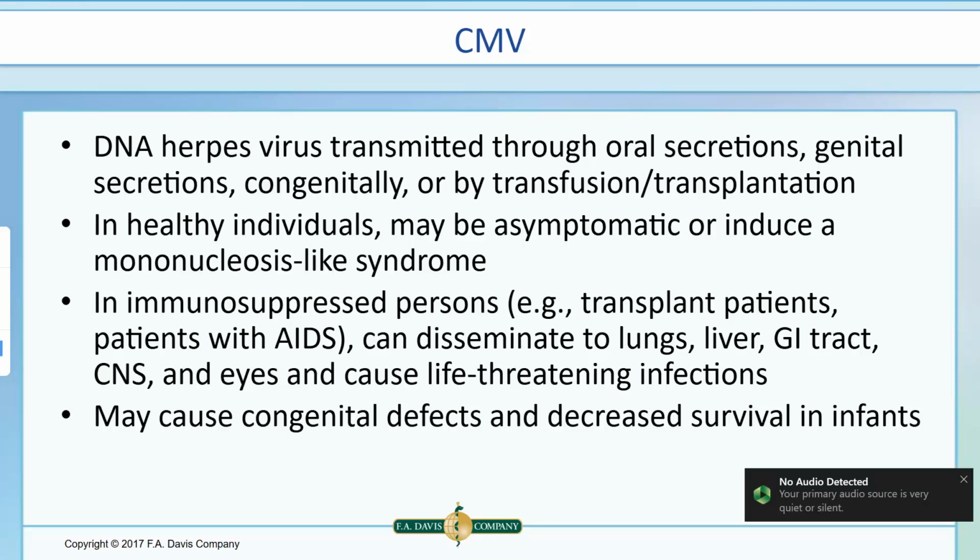Cytomegalovirus, so CMV. DNA herpes virus transmitted through oral secretions, genital secretions, congenitally or by transfusion or transplantation. In healthy individuals, it may be asymptomatic or induce mononucleosis-like syndrome. In immunosuppressed people, like transplant patients or people with AIDS, it can disseminate to the lungs, liver, GI tract, CNS, and eyes and cause life-threatening infections. It may cause congenital defects and decrease survival in infants.